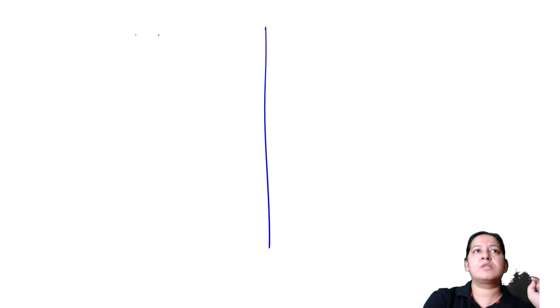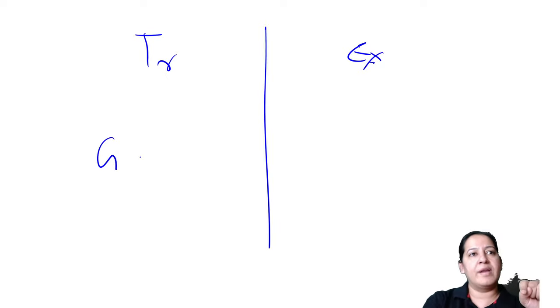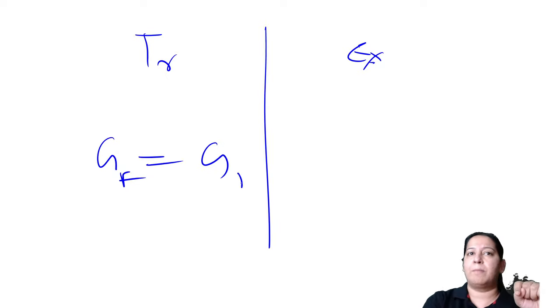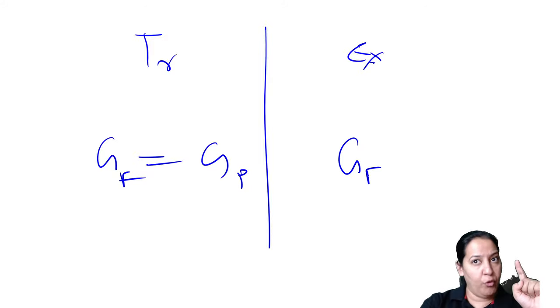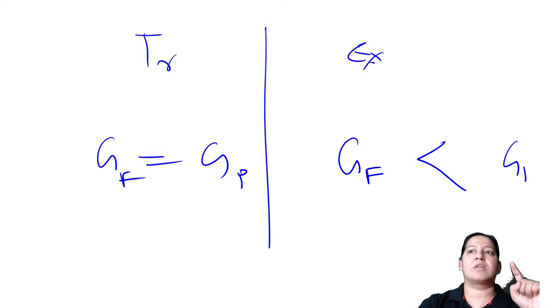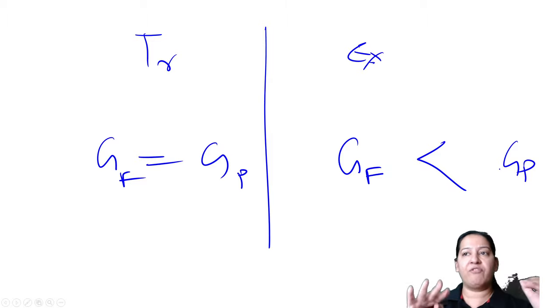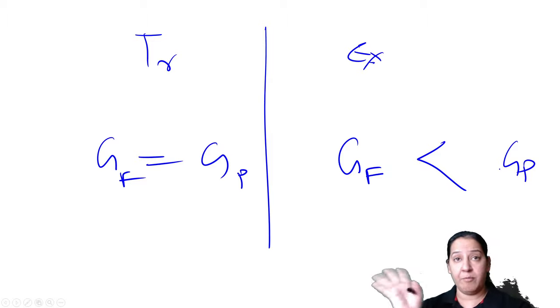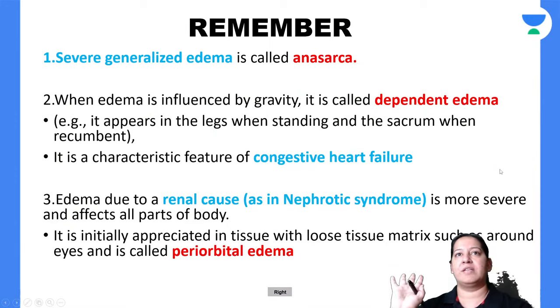So what about the glucose content of transudate and exudate? Here, the glucose content of the fluid is same as that of glucose content of the plasma. Here, glucose content of the fluid or the edema is less than glucose content of the plasma. Glucose content of the fluid is never more than that of plasma. Never more in none of the edema. You got my point, I guess.